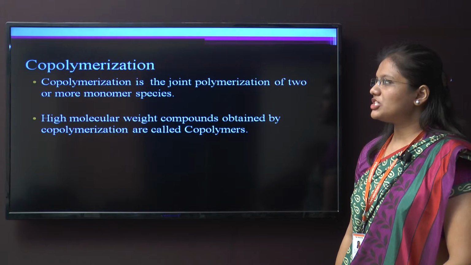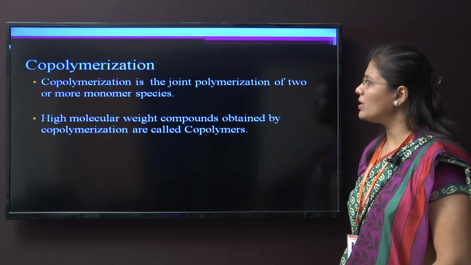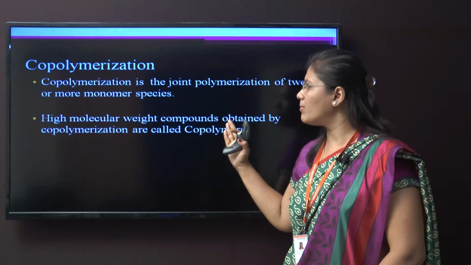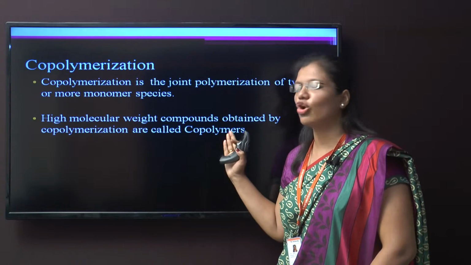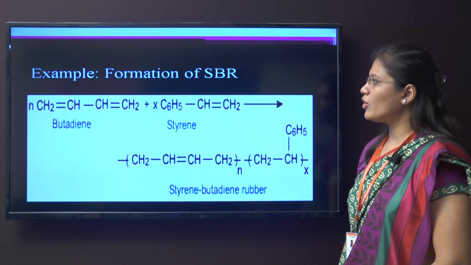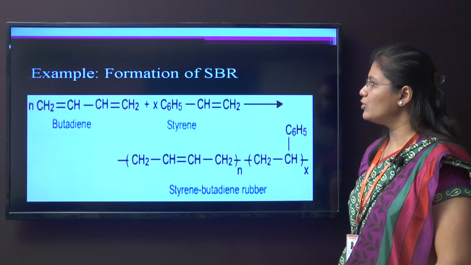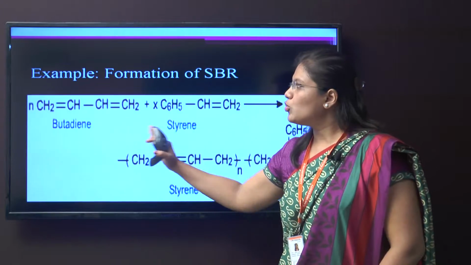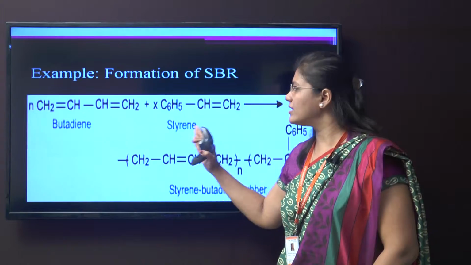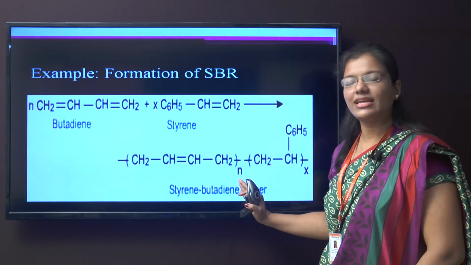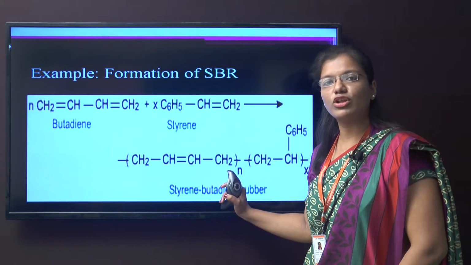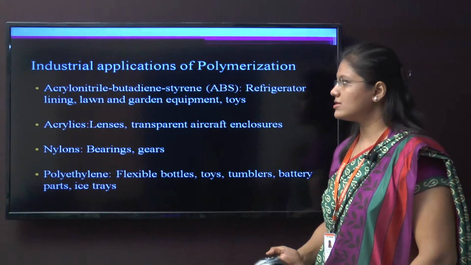Next is copolymerization. Basically copolymerization is the joint polymerization of two or more monomer species. Higher molecular weight compounds obtained by copolymerization are called copolymers. For an example, formation of SBR, that is styrene butadiene rubber. There are two monomers here. The first one is butadiene, the second one is styrene. When they both combine together, they form SBR, that is styrene butadiene rubber. This is the combination of both the molecules, and these two molecules are combined by chemical bonds.